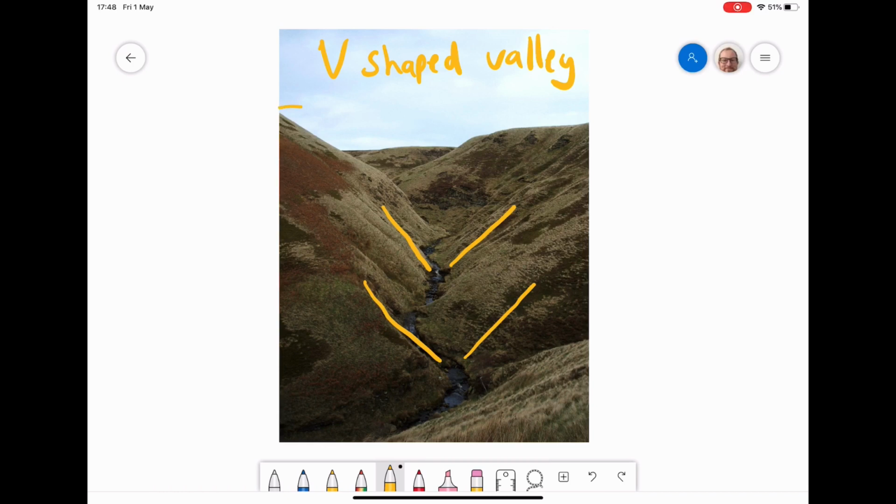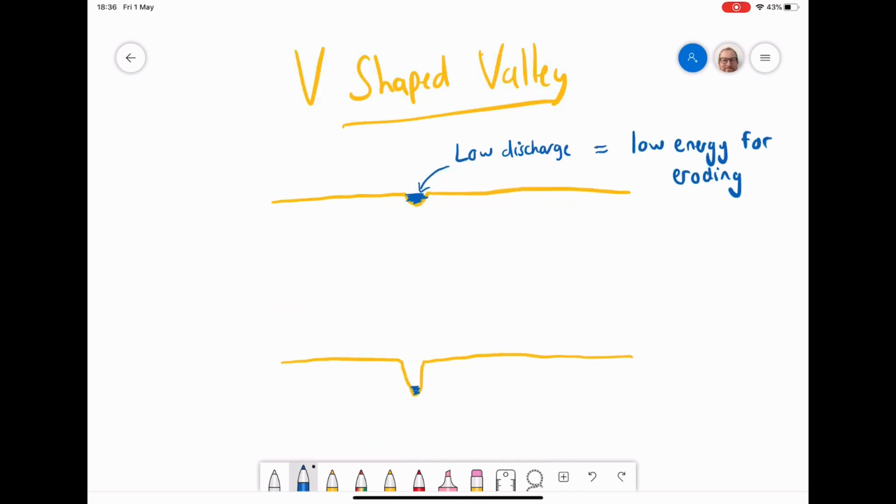However, this valley at one point would have looked much flatter like this, and the river would have been in the centre, and it would have been certain river and weathering processes that changed this valley shape into a V. So how does the valley go from this flat shape into the traditional V-shaped valley?